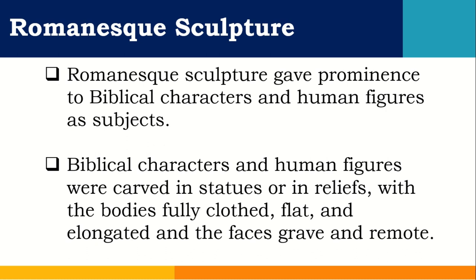The Romanesque sculpture. Romanesque sculpture gave prominence to biblical characters and human figures as subjects. Biblical characters and human figures were carved in statues or in reliefs, with the bodies fully clothed, flat and elongated, and the faces grave and remote. Draperies were usually swirled in whirlpool patterns around these figures.